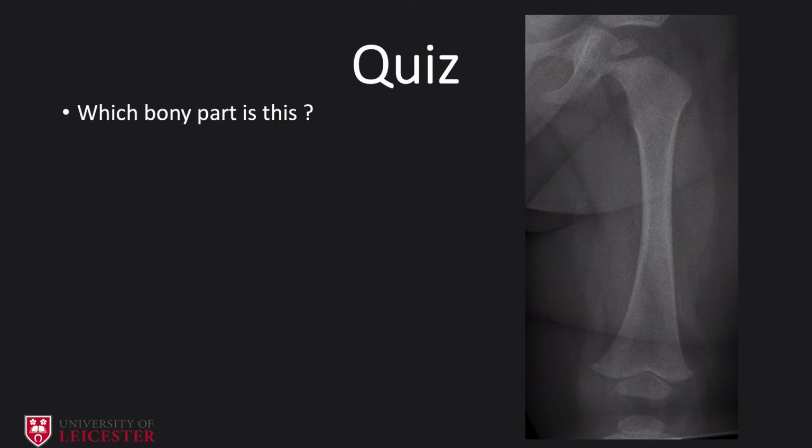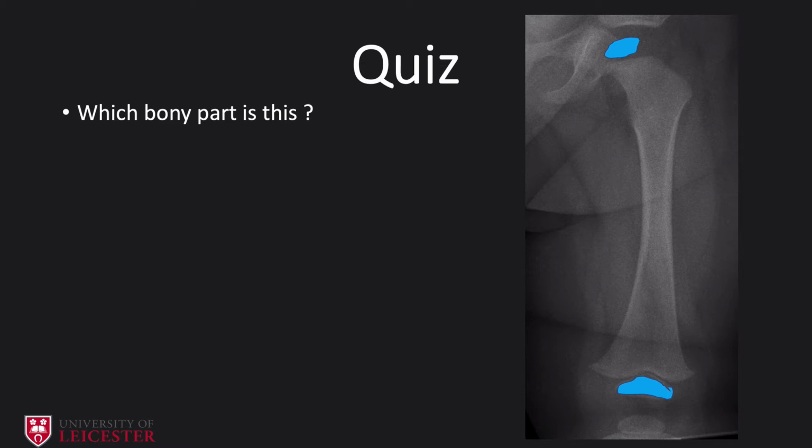Here are a couple of quizzes to test your knowledge about the radiological anatomy of the long bone. But before starting the quizzes, let me tell you the name of this bone. This bone is a left femur. Why? Because you can see some pelvic bones in the upper part of the radiograph and part of the left knee joint on the lower part of this radiograph. So the question is, which bony part is highlighted with blue?